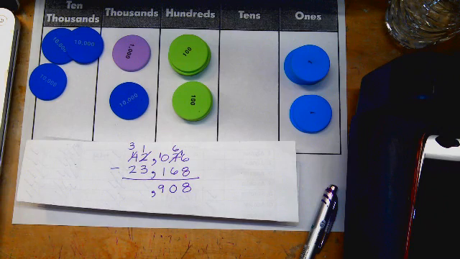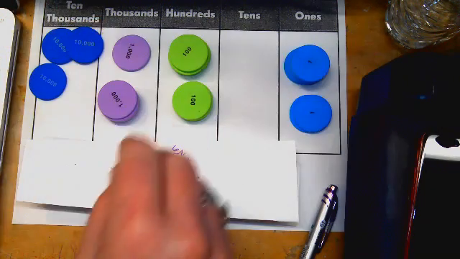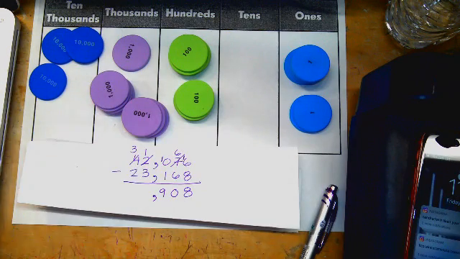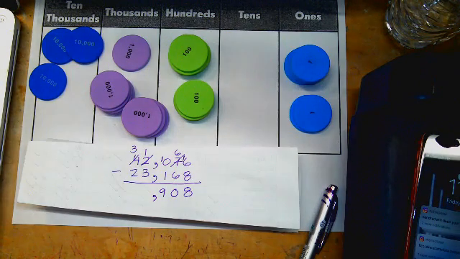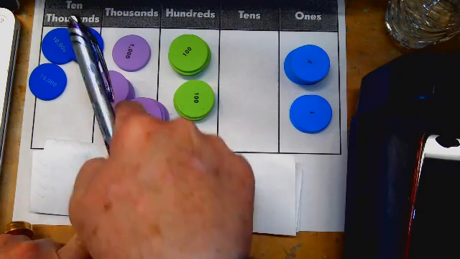I really like this. I'm a horrible subtractor. Subtraction is just the worst thing for me. I hated it as a kid. I kind of hate it as an adult. And I love these chips. They kind of help me to understand subtraction a lot better.